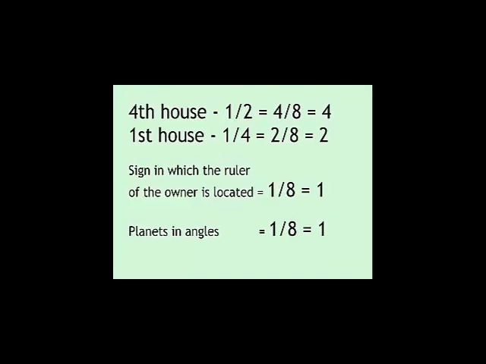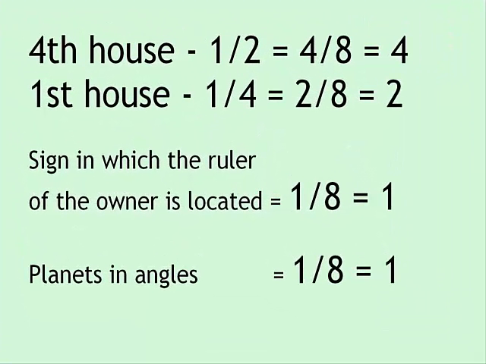those potentials. To make things easier, I have created a point system. Since the fourth house carries half the weight, which equals 4/8 of the weight, I will give any fourth house factor 4 points. Since the first house carries 1/4 of the weight, which equals 2/8 of the weight, I will give any first house factor 2 points. The other two factors remain at 1, and this will become clear as we work with the charts.